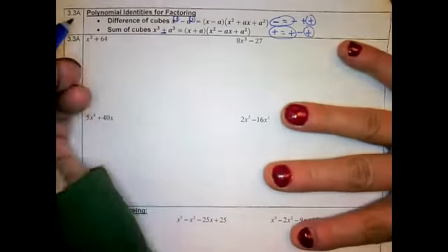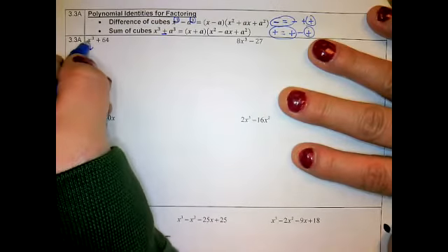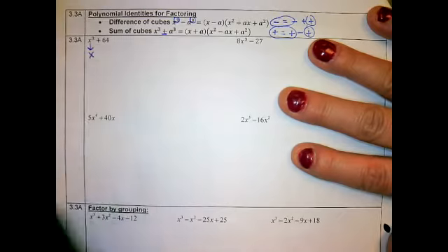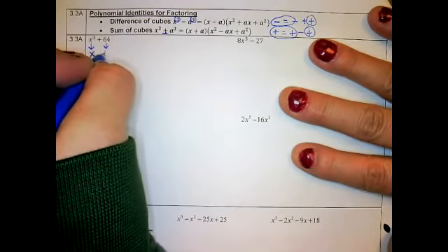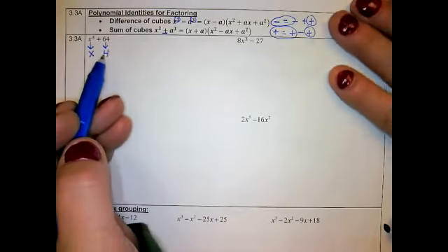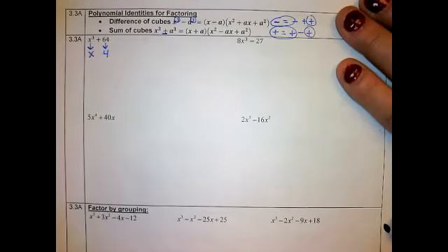Okay. So the first thing I'm going to do is take the cube root of both of these. So x cubed, if I take the cube root, is x. 64, if I take the cube root of that, it's 4. In other words, that means 4 times 4 times 4 is 64.